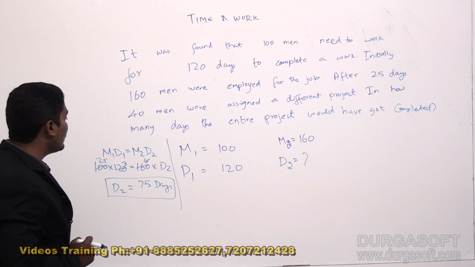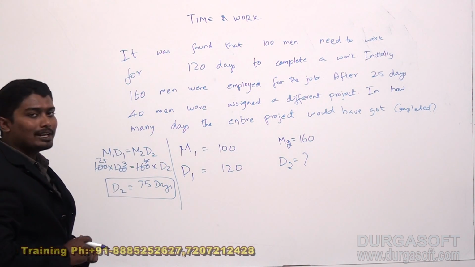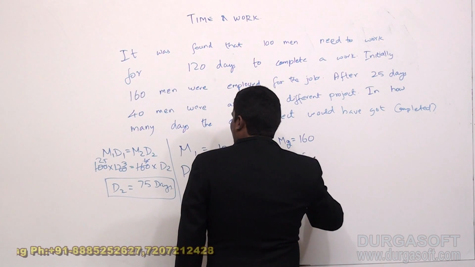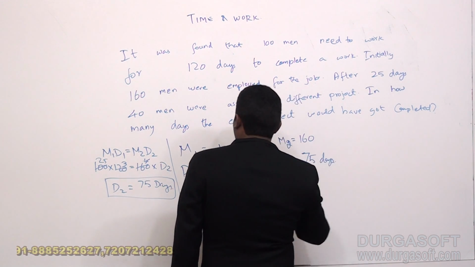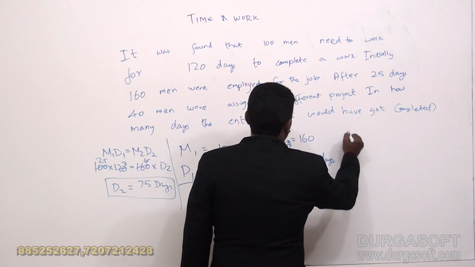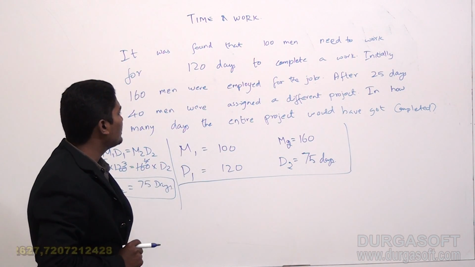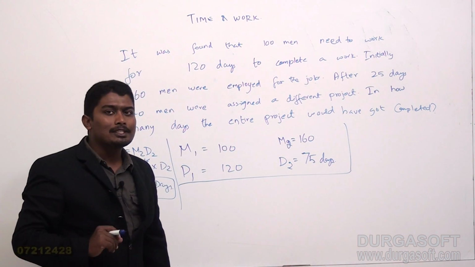So I will get the value of D2 as 75 by calculating with this formula, M1 D1 equal to M2 D2. So once I get the value of D2 as 75 days, half of the problem is completed. Now what happens is that all these 160 men start working.